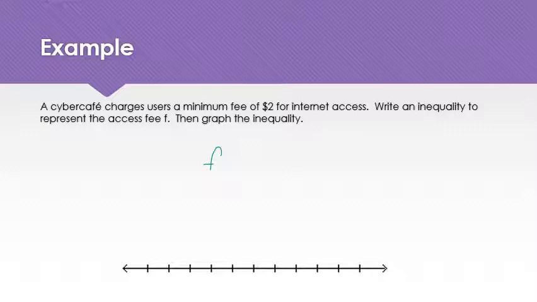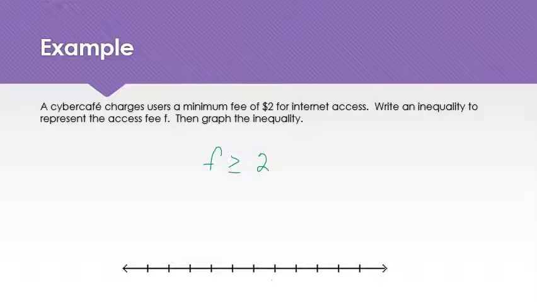Now, they're going to charge them a minimum fee of $2. So they will charge them $2. But they could also charge them more. They could charge them $2.50. They could charge them $3. So that tells me here I need an equal to sign as well as a greater than sign, because numbers I plug in could be $2, $3, $4, and so on.